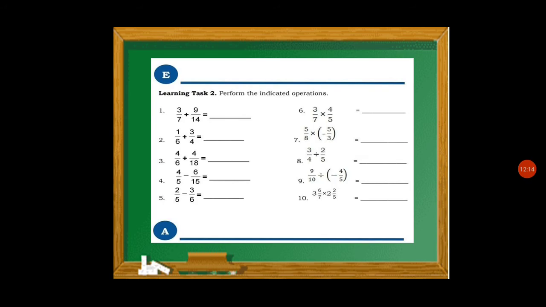So, for number 10, 3 and 6 over 7 times 2 and 2 over 5. We will make them improper fractions. So, 7 times 3, that is 21 plus 6, that is 27. It becomes 27 over 7. Times 5 times 2, that is 10, plus 2 is equal to 12. And that would be 12 over 5.